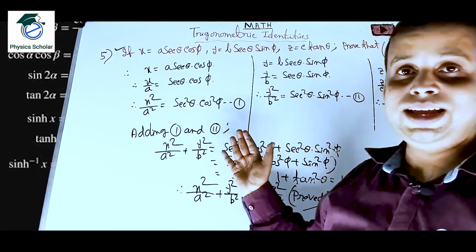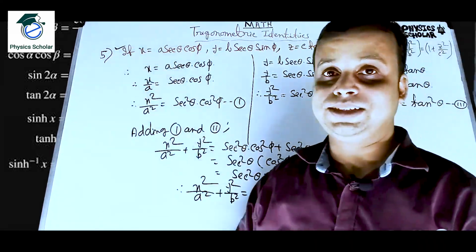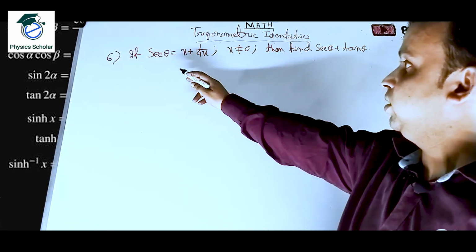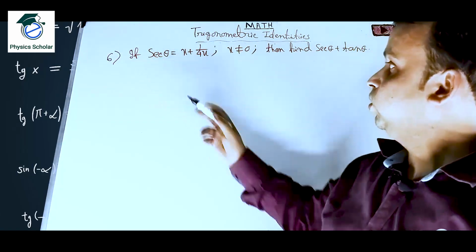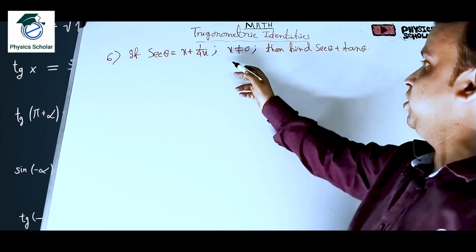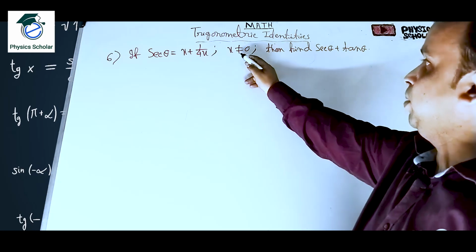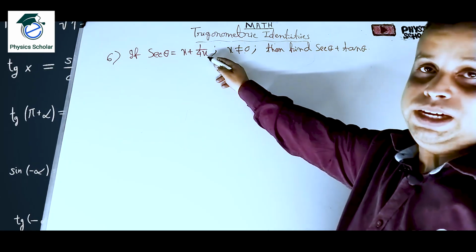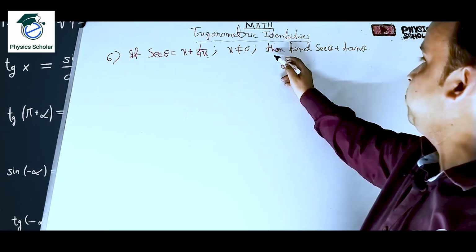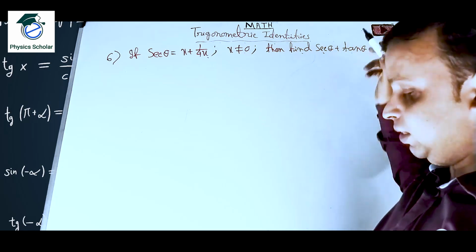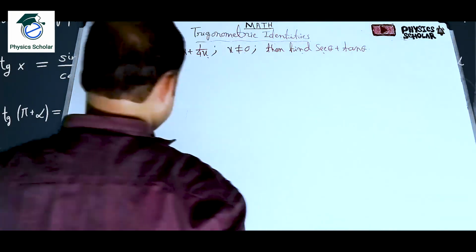Now without further delay, let us move to sum number 6. So students, now here let us come to sum number 6. So if sec theta is equal to this and x is not equal to 0, that means if x is equal to 0, then what? This will be infinity. That's why x is not equal to 0. And then find sec theta plus tan theta. Okay. So sec theta plus tan theta.